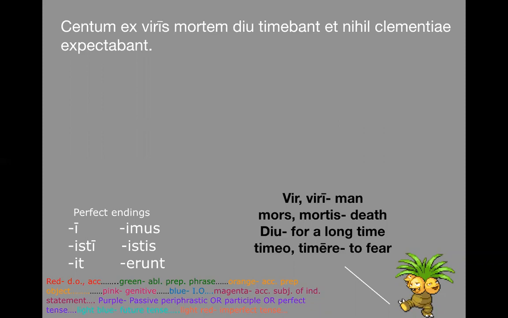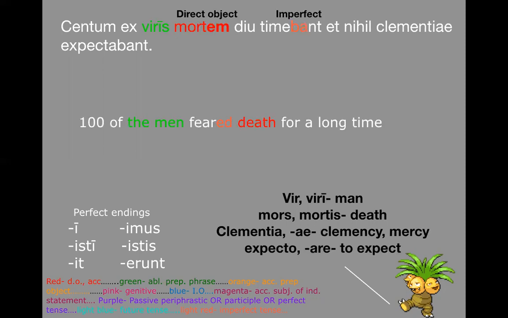And then I see mortem, and my direct object spidey sense is tingling. That is from mors, mortis, the second word gloss down there, meaning death. Diu is this adverb that I bet a lot of us don't remember yet. It means for a long time. It's one little 3-letter Latin word, but it means a whole prepositional phrase in English. And then timeo, timere must be kind of new. It means to fear, like being timid, having timidity. And I see a BA, so I know it's not present tense, but imperfect. All right, so we should get something like 100 of the men feared death for a long time. And we should be very confident about that imperfect tense.